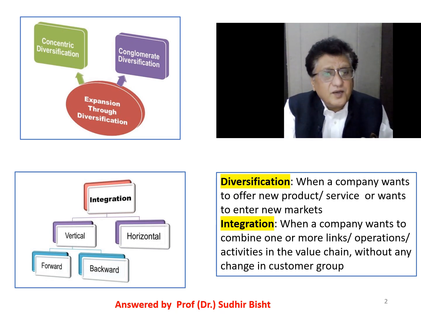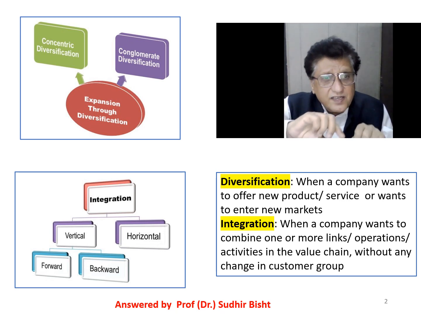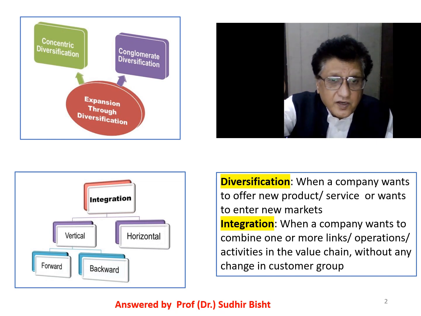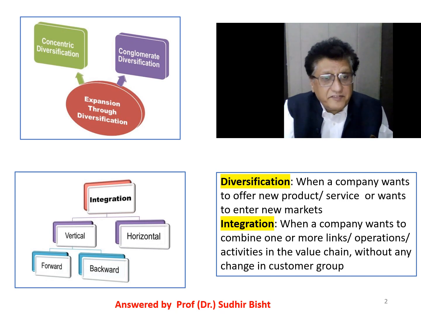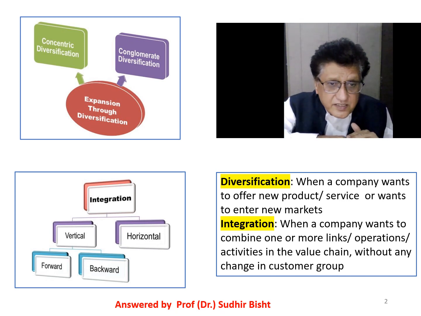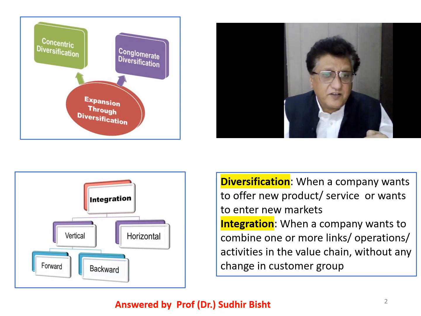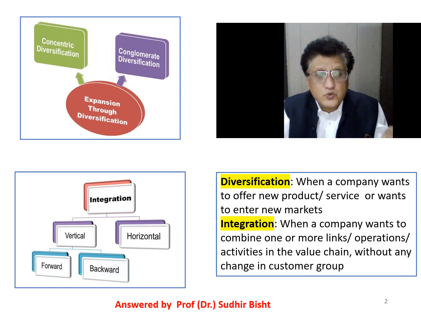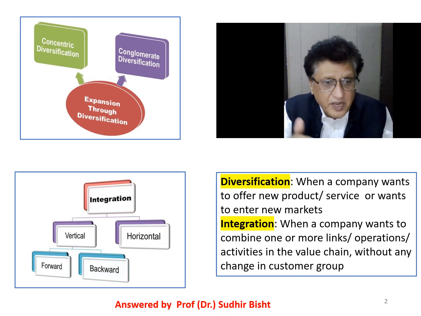is backward integration. So if a milk manufacturer has also acquired a confectionery shop, and it has also acquired a facility which manufactures cattle feed, it has got complete command over the entire value chain. Raw materials, cattle feed, then milk is produced by the cattle, and then it is converted into various sweets or confectionery items. This is vertical integration. So forward integration, backward integration.